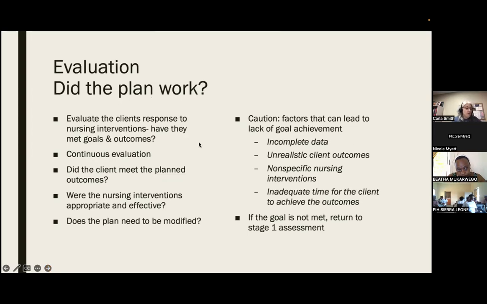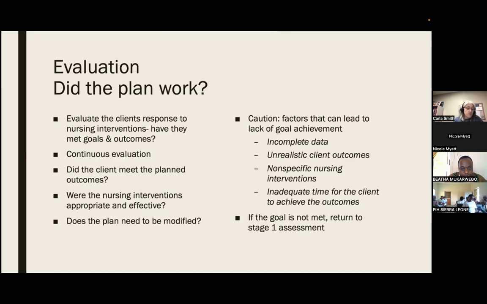When we look at the evaluation stage, we really want to identify if our plan worked. Nurses evaluate the client's response to the nursing interventions and form a clinical judgment about the extent to which the clients have met the goals and the outcomes. Nurses continuously evaluate the client's progress towards measurable outcomes. Questions to consider: did the client meet the planned outcomes? Were the nursing interventions appropriate and were they effective? Does the plan need to be modified?